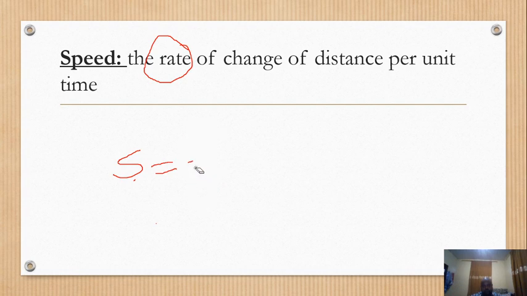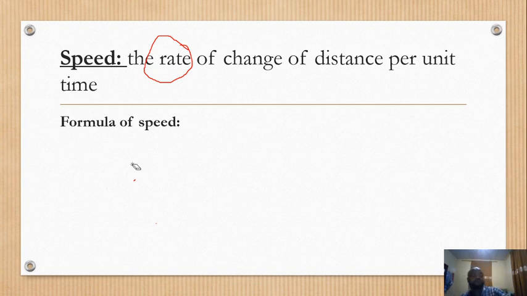Let's remove these things I've scribbled down here. So the formula of speed. What's the formula of speed? The formula of speed is speed equals distance divided by time: the distance traveled divided by the time taken.